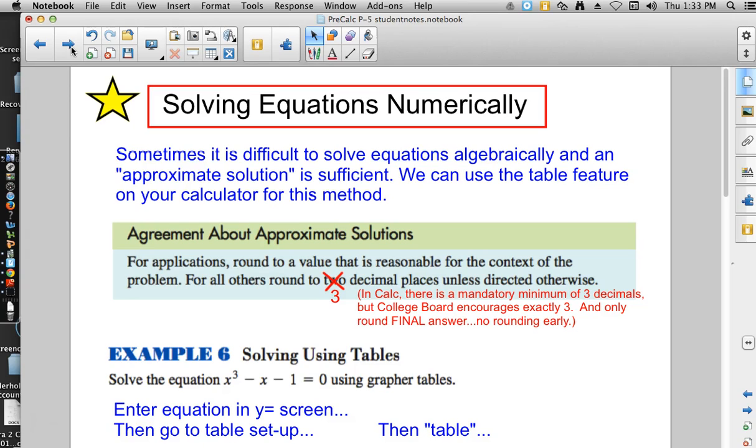Agreement about approximate solutions. For applications, round to a value that's reasonable for the context of the problem. For all others, round to 3 decimal places unless directed otherwise. And that's because the AP exam in Calc has you round to 3 decimal places.